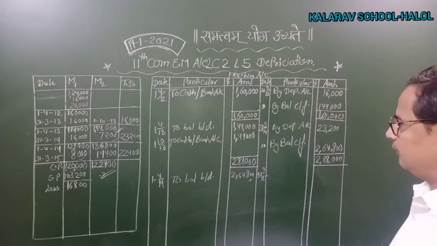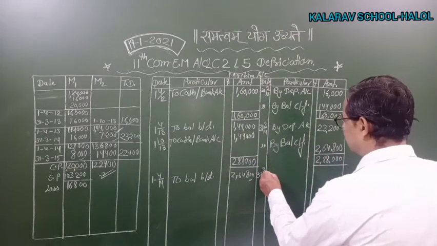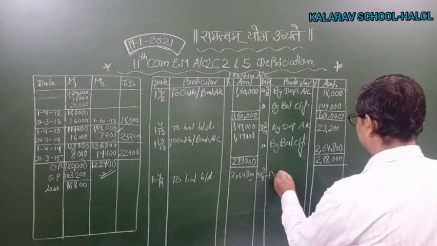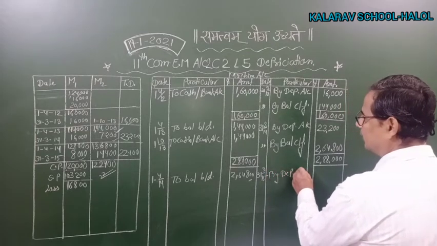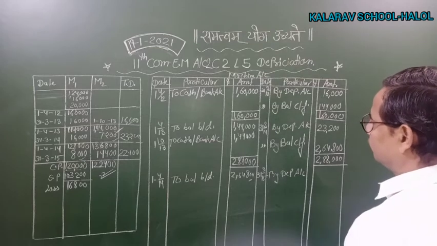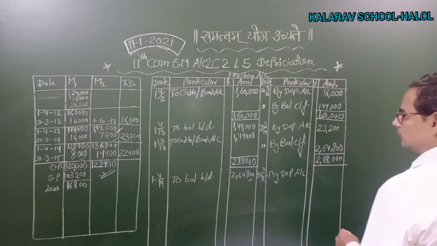So 31st 3/15, where here we will write by depreciation account, and that is your 22,400.